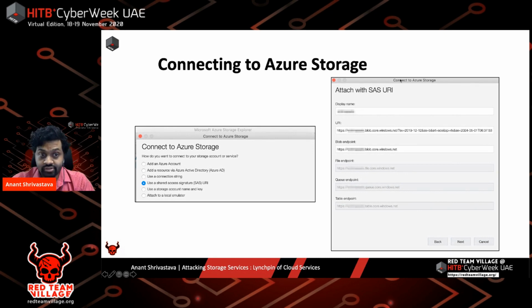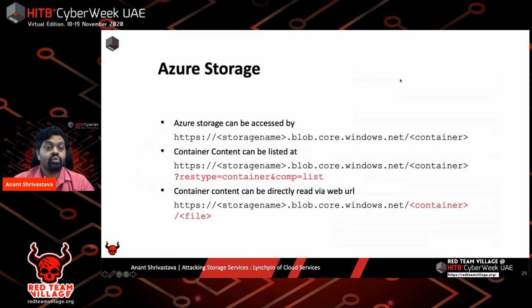If you don't want to use Azure Storage Explorer, you can do things manually. So you have the Azure storage that you want to access. If you want to list what is inside the container, you can use the parameters restype=container and comp=list. Or if you want to access a file, you can just add the container name and the file name. Remember, this has to be in conjunction with the other parameters which I've listed here.